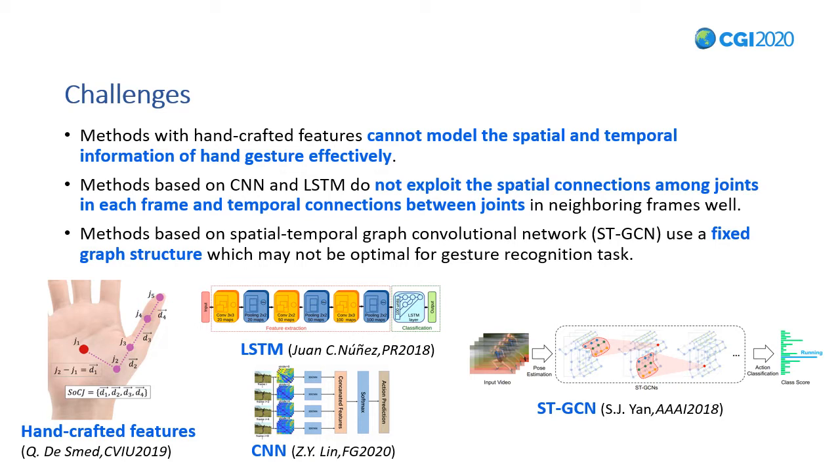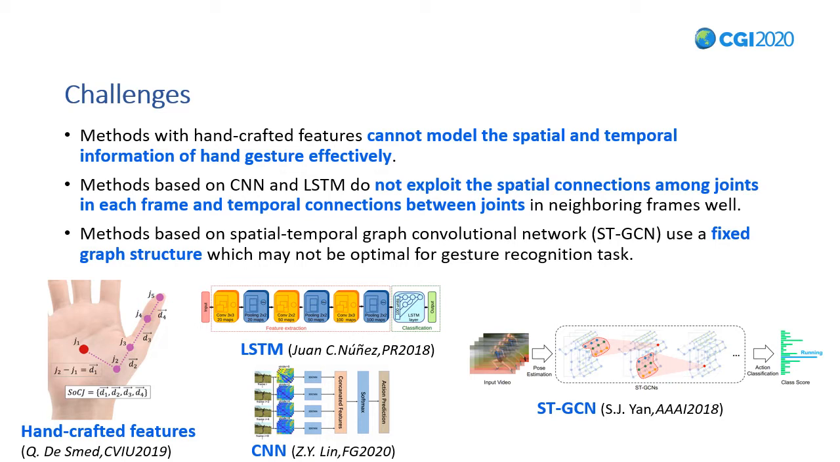The limitations of former methods are also our challenges. Early methods extract handcrafted features from skeleton sequences. These handcrafted features cannot effectively model the spatial and temporal information. Later, several deep learning-based work which feed hand skeleton sequences into LSTM or CNN networks were proposed. However, these methods did not exploit the spatial connections among joints in each frame and temporal connections between joints in neighboring frames well. The spatial-temporal graph convolutional neural network has been successfully used in skeleton-based human action recognition.